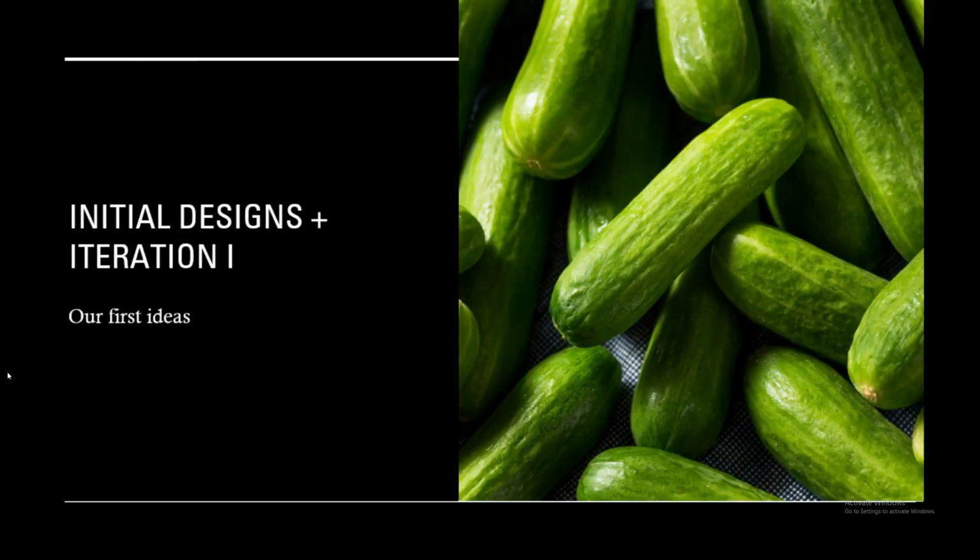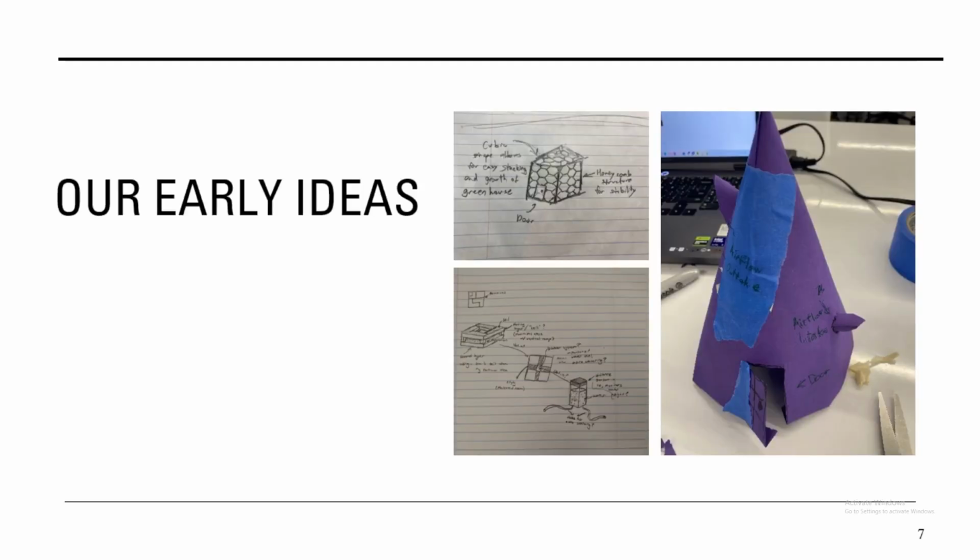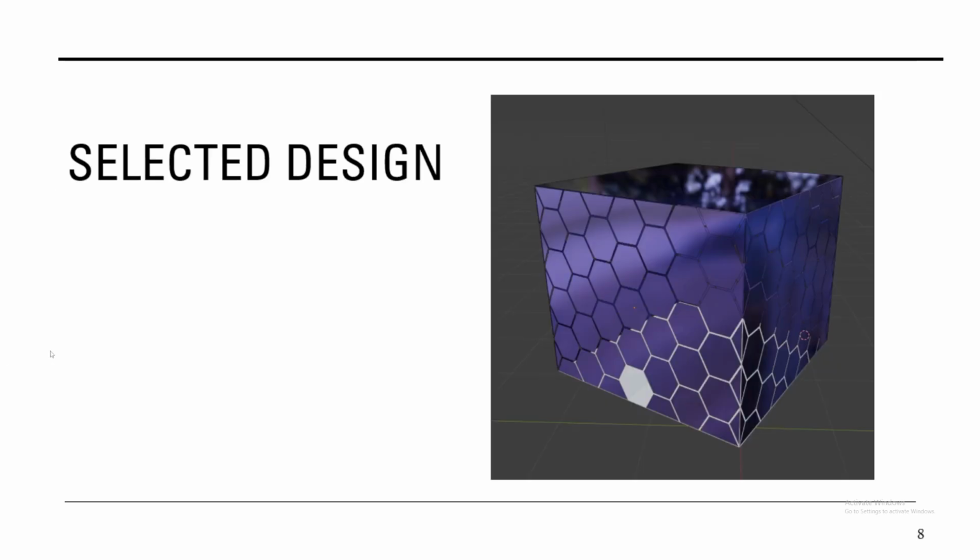The initial design and iteration 1, our first ideas. These are our early ideas. In the top left, we have a honeycomb-like structure. In the bottom left, we have a cell block structure. And in the right, we have a purple light system cone.